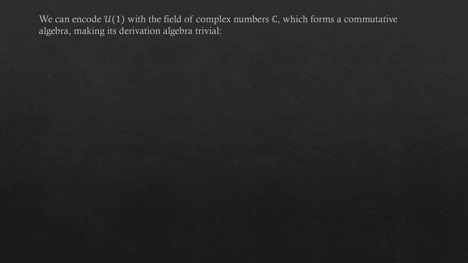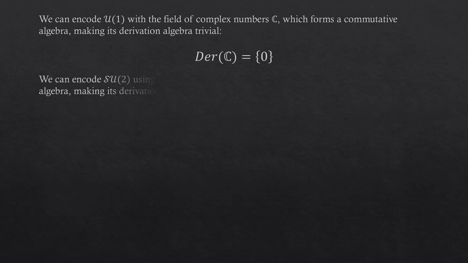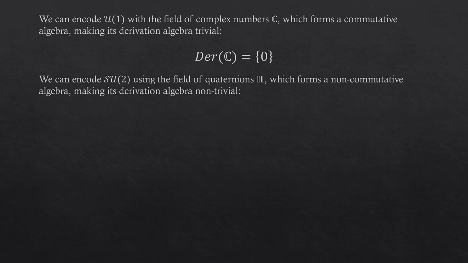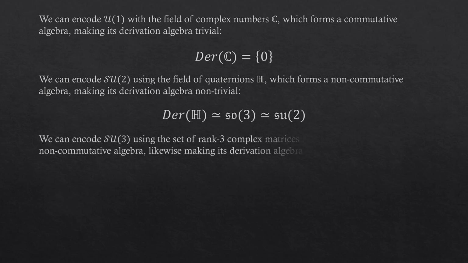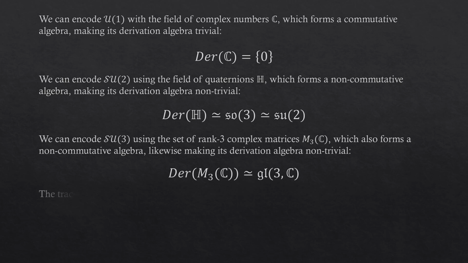We can encode U1 with the field of complex numbers C, forming a commutative algebra featuring also a trivial derivation algebra. We can then encode SU2 using the field of quaternions, denoted by H, and this forms a non-commutative algebra featuring a non-trivial derivation algebra. It is in fact isomorphic to SO3, and by proxy it is isomorphic to SU2. We can encode SU3 using the set of rank 3 complex matrices M sub 3 C, forming a non-commutative algebra that likewise features a non-trivial derivation algebra isomorphic to GL3C. The traceless part of GL3C is SL3C, the special linear algebra, which is the complexification of SU3.